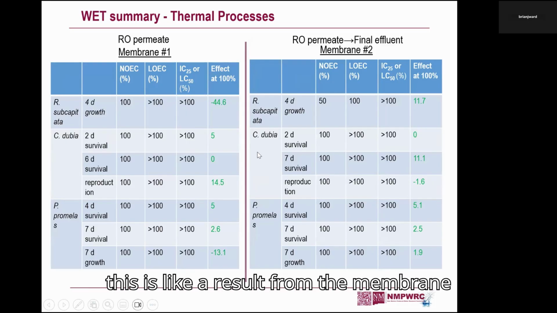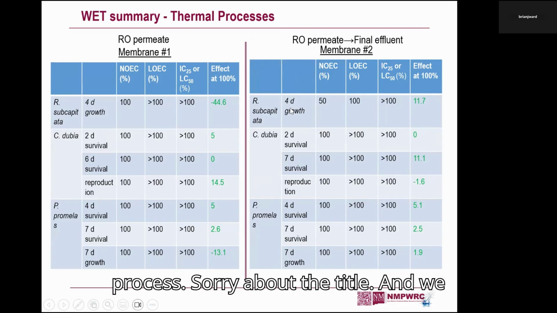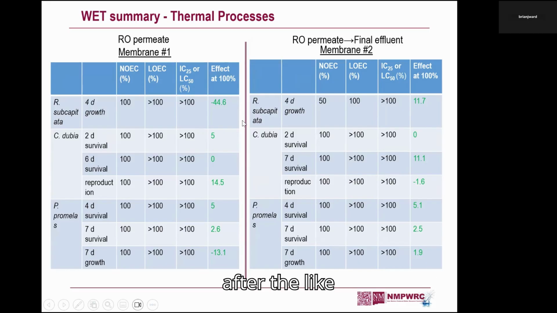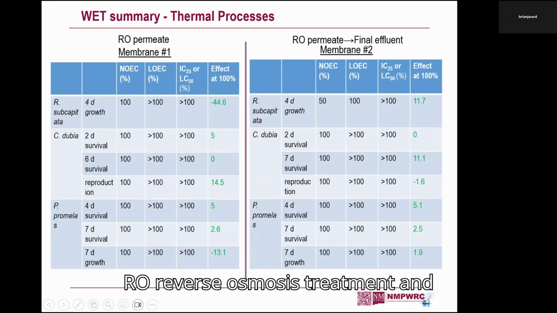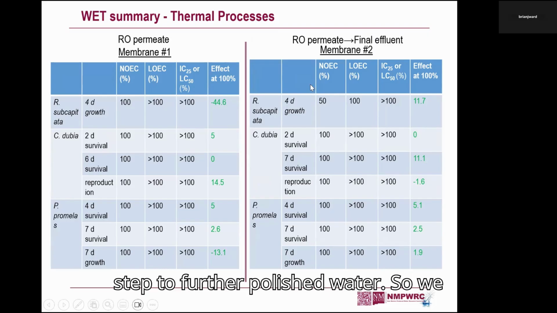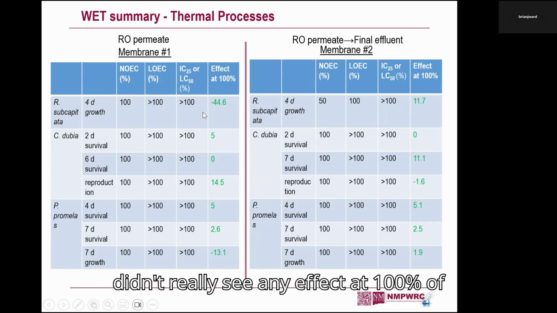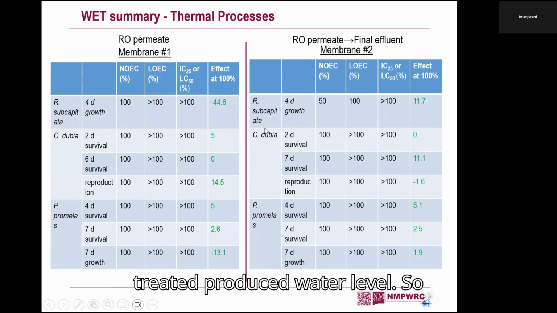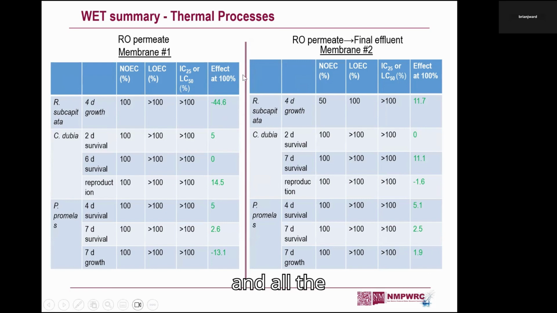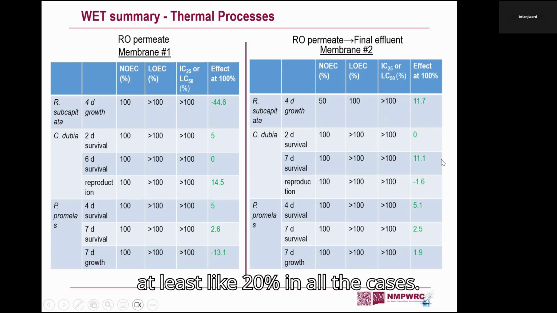Actually, this is a result from the membrane process. Sorry about the title. And we did see the same result. After the RO, reverse osmosis treatment, and sometimes another final step to further polish the water, we didn't really see any effect at 100% treated produced water. At 100% or higher, the effect is less than almost 10%, or at least 20% in all the cases.